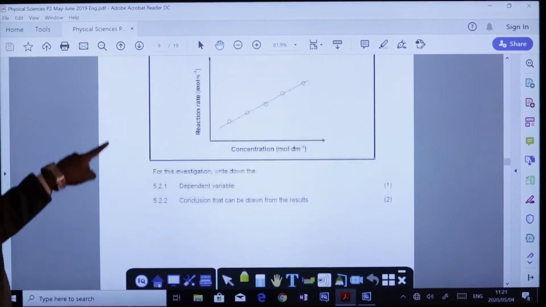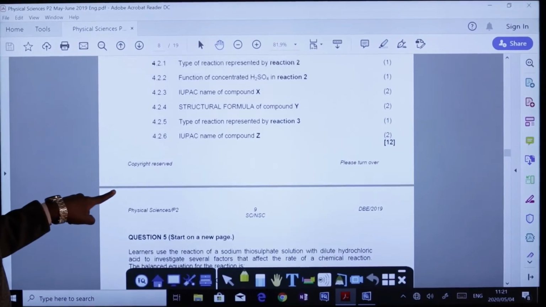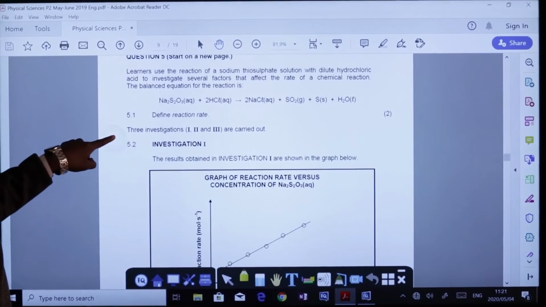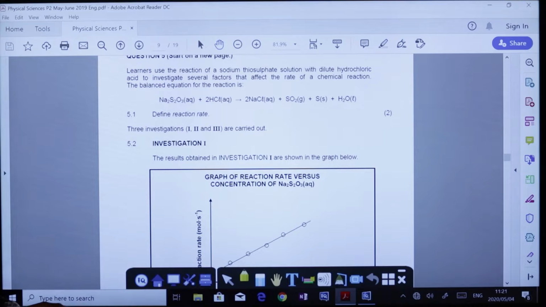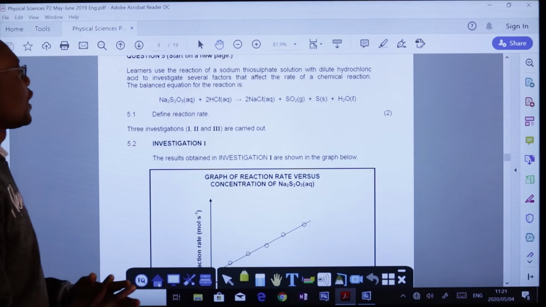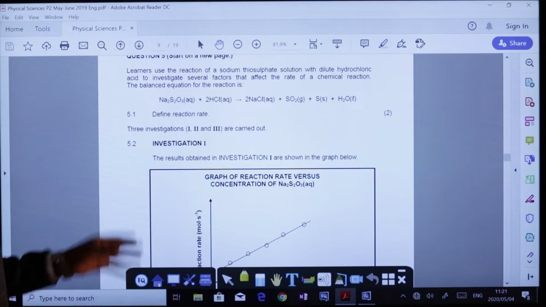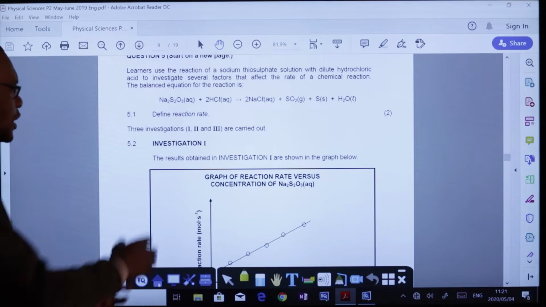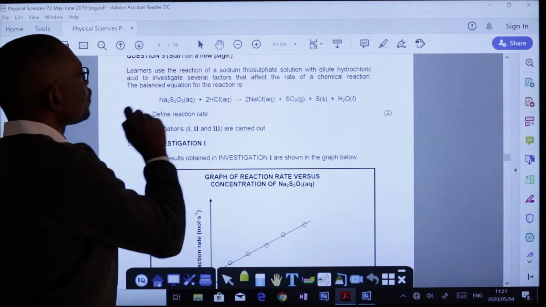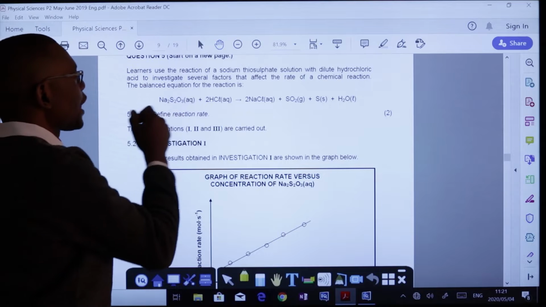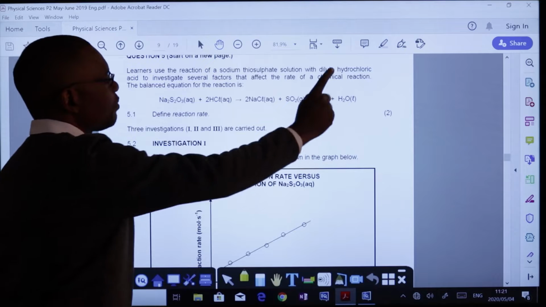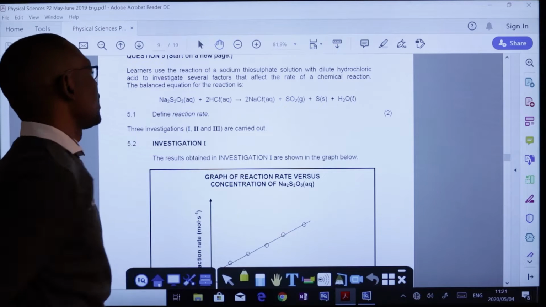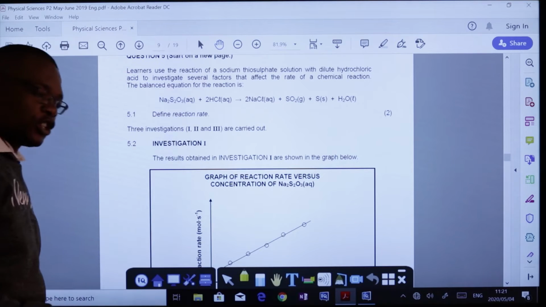If you take a look at this next question here, it's going to talk about rates of reaction. It says learners use the reaction of a sodium thiosulfate solution with dilute hydrochloric acid to investigate several factors that affect the rate of a chemical reaction. The balanced equation of the reaction is given below. So let's take a closer look at the balanced equation. This is sodium thiosulfate plus hydrochloric acid to give us sodium chloride plus sulfur dioxide plus sulfur as a solid plus water as a liquid.